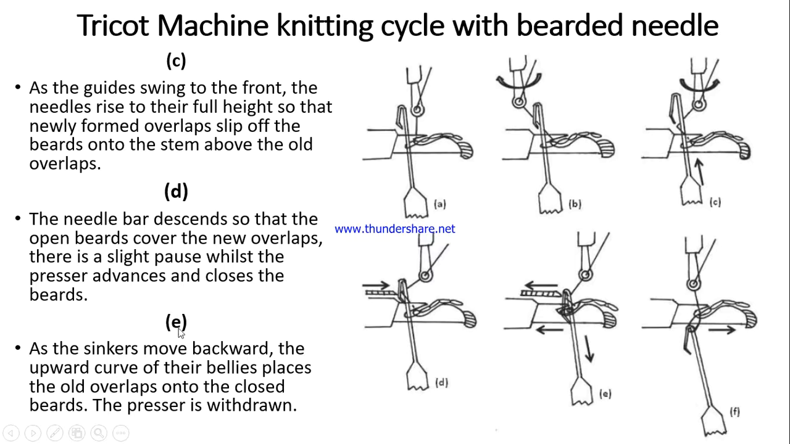Now in step E, the sinker starts to move backward. The upward curve of the belly presses the old overlaps onto the closed beard. Okay, the presser is withdrawn. Now, as soon as the sinker is moving backward and the needle is going down, the needle is approaching the knocking over direction. The presser is getting some backward direction for opening the hook.